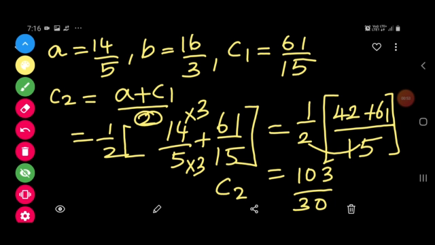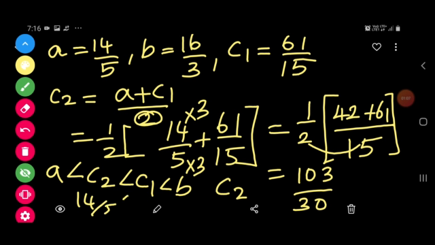So, we found two numbers between A and B. Now, the order of the numbers is A less than C2 less than C1 less than B. We can write the numbers also: A is 14/5, C2 is 103/30, C1 you can write 61/15, less than B value 16/3. This is our required answer.